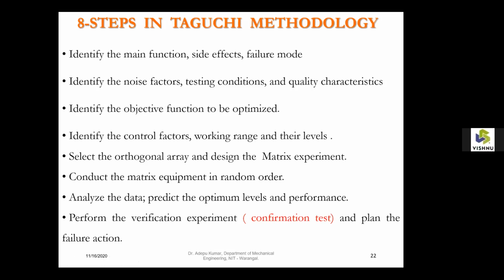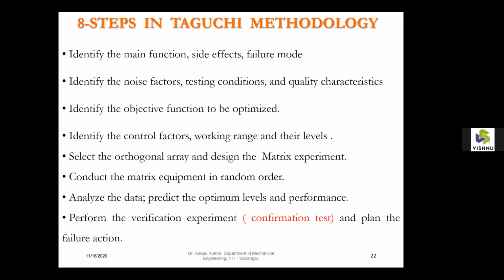So you have to do the initial first experiment, then you can choose randomly 10 or 9, then again 2 or again 4 or 6 like that. Why we are going for random is to reduce the noise. That is the only purpose. Then analyze the data, predict the optimum level and performance.